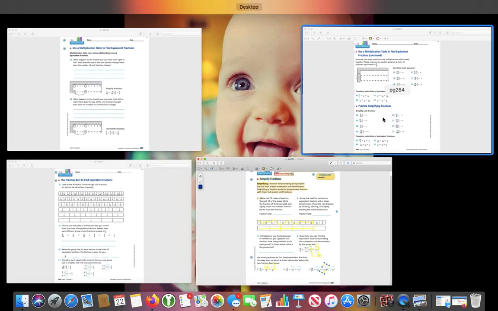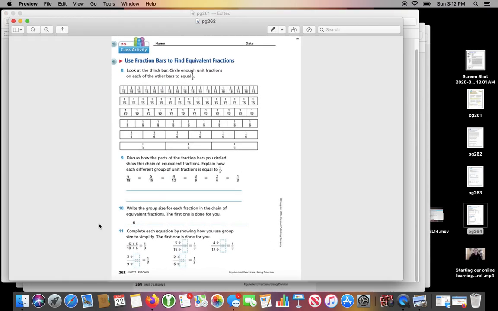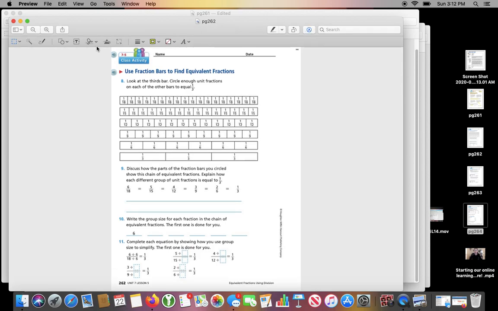All right, look at page 262 next. So this page says, look at the thirds bar and circle enough unit fractions on each of the other bars to equal 1/3.